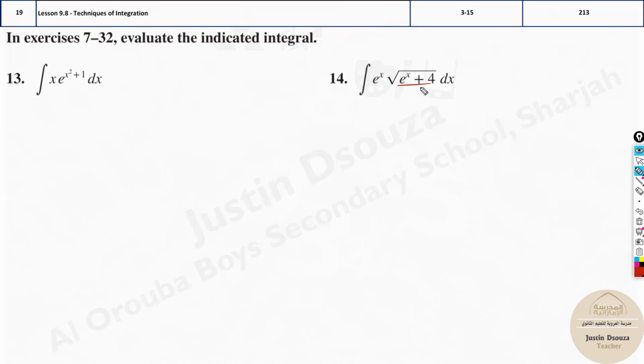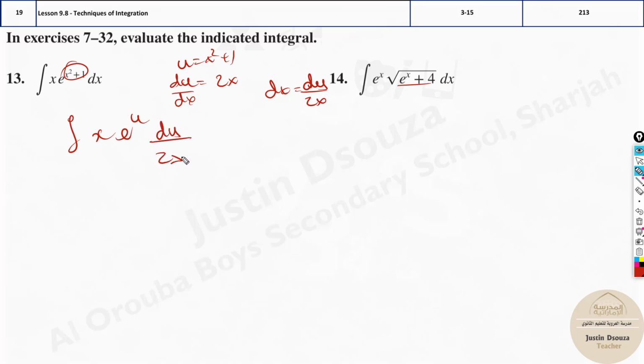Now here you just assume this as u, very simple. Now what you have over here is e to the power u. So take u as x squared plus 1. So du by dx would be 2x only. So basically dx is equal to du by 2x. So what happens here? Integral x dx will be x du by 2x. x and x cancel. You're just left with half e to the power u du.